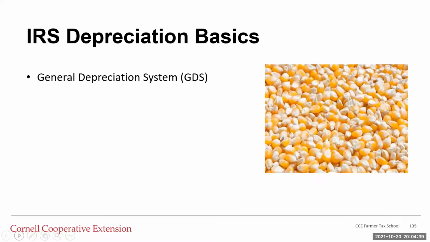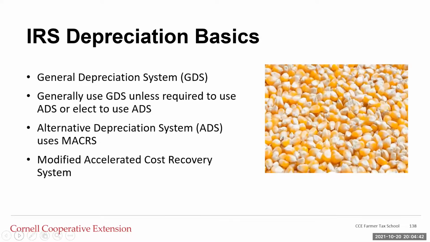I won't get in the weeds too much on these, but if you look in your Publication 225, you'll see two depreciation systems: the GDS, general depreciation system, and the ADS, the alternative depreciation system. Generally I use the general system unless required to use ADS. Under that umbrella is the modified accelerated cost recovery system. My main message is that the IRS has very strict guidelines for depreciating assets, which your accountant will know well.